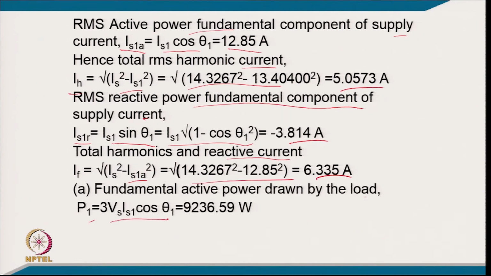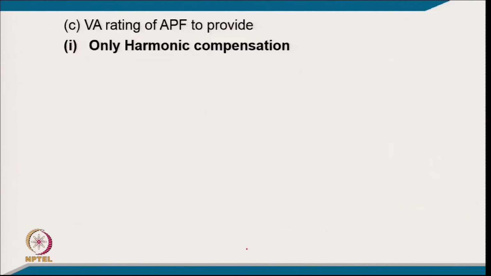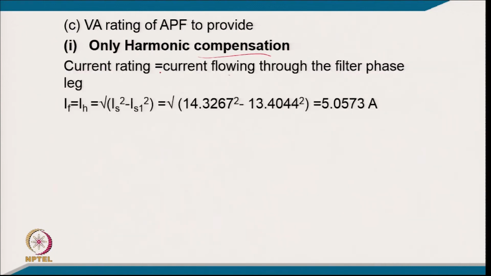be P1 equal to 3 Vs IS1 cos theta 1, that is 9236.59 watt, and the fundamental reactive power drawn by the load will be 3 Vs IS1 sin theta 1, so it comes like 2741.35 VAR. So, now we have to calculate the volt ampere rating of the active power filter only for harmonic compensation first. The current rating will be equal to the current flowing through the filter phase. So, that is IF equal to square root of IS square minus IS1 square.